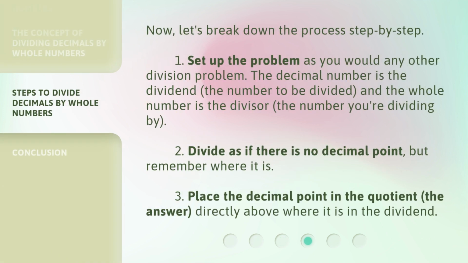Now, let's break down the process step by step. 1. Set up the problem as you would any other division problem. The decimal number is the dividend, the number to be divided, and the whole number is the divisor, the number you're dividing by. 2. Divide as if there is no decimal point, but remember where it is. 3. Place the decimal point in the quotient, the answer, directly above where it is in the dividend.